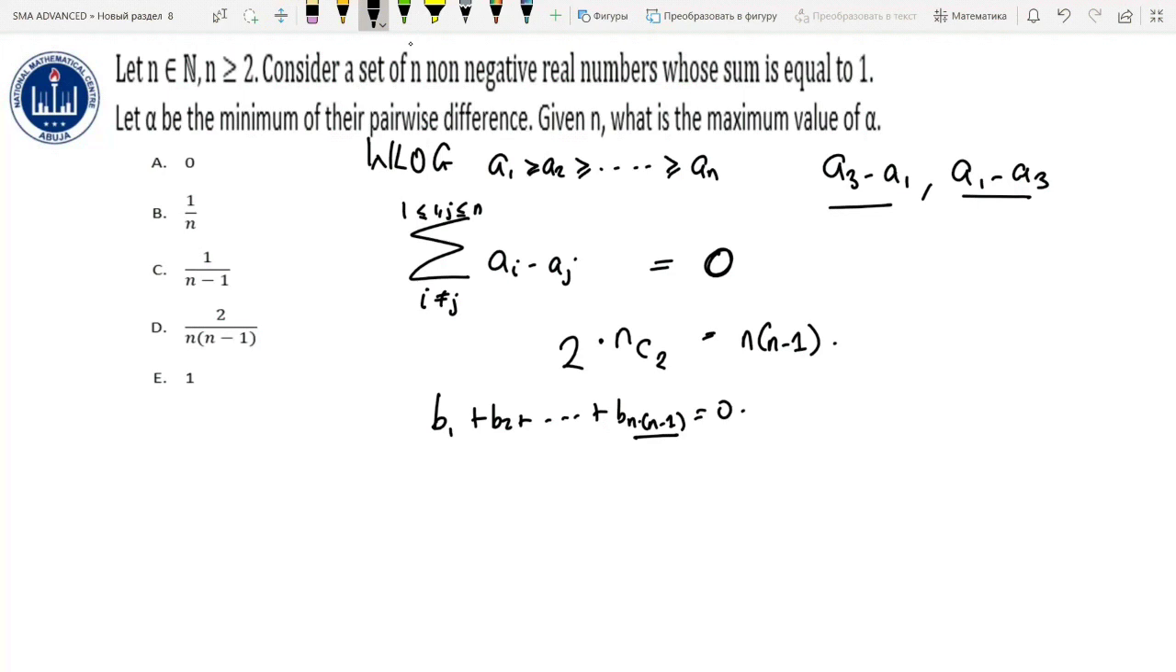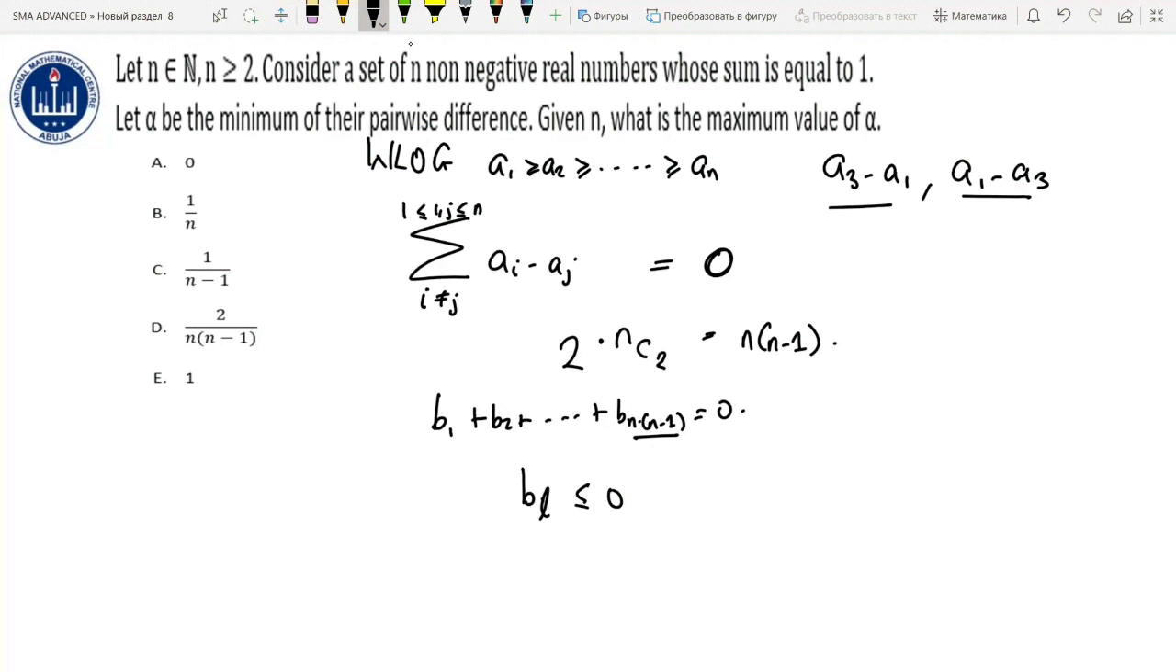They say first of all, look for the minimum of the pairwise difference and find the maximum value of alpha. So the minimum of any of these pairwise differences, which is represented as the bi's here, that is b1, b2, b3, or up to bn minus 1. Definitely, the minimum should be less than or equal to 0. Because if all of them are greater than 0, then there's no way their sum will be equal to 0. So it means that the minimum is less than or equal to 0.